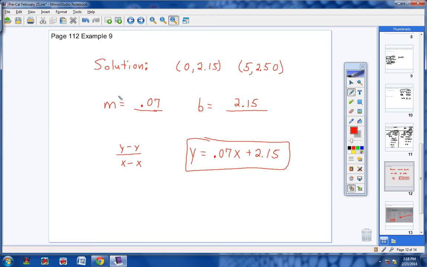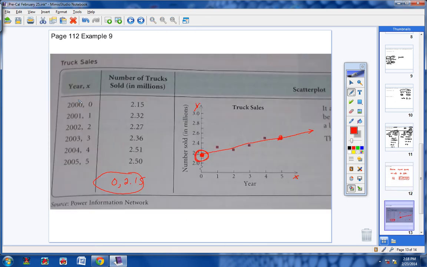Now there's one more thing we still have to do. Remember, the last sentence said predict the number of trucks that will be sold in 2010 using your model. Okay, well, let's go back to this graph. The year 2000 meant you put what in for X? 0. The year 2001 meant you put 1 in. The year 2002 meant that you put 2 in. So what number do you think you put in for X for the year 2010? Wouldn't you put 10 in for X?